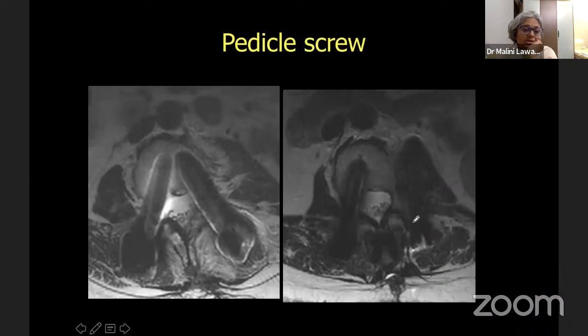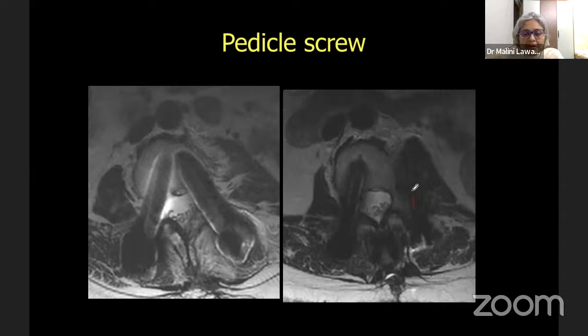Regarding the hardware complications, Dr. Aditya Daftari will be talking about it in the next session. But on MR also, it depends on what material. So here I would like to talk about MR safe and MR compatible. These are two things. MR safe means you can do the MRI, but there is no harm to the patient. So all the orthopedic hardware are MR safe, but it may not be MR compatible. That means how much artifact it is causing.